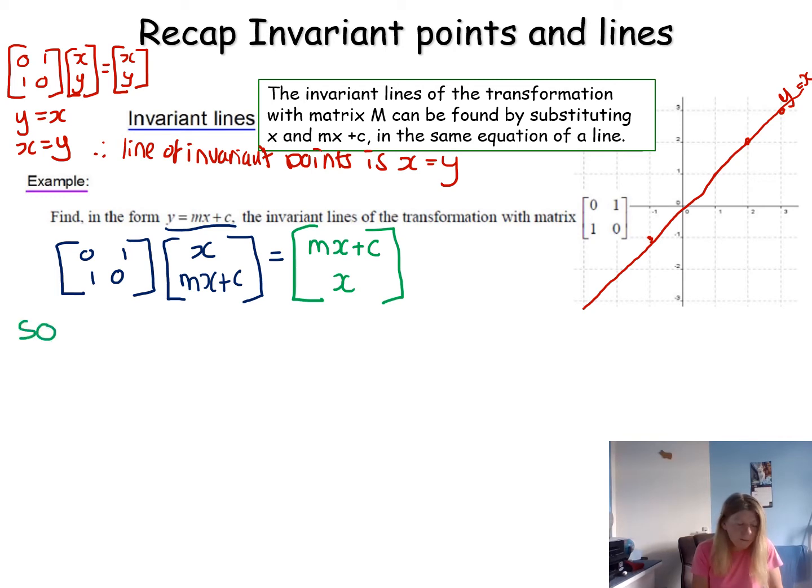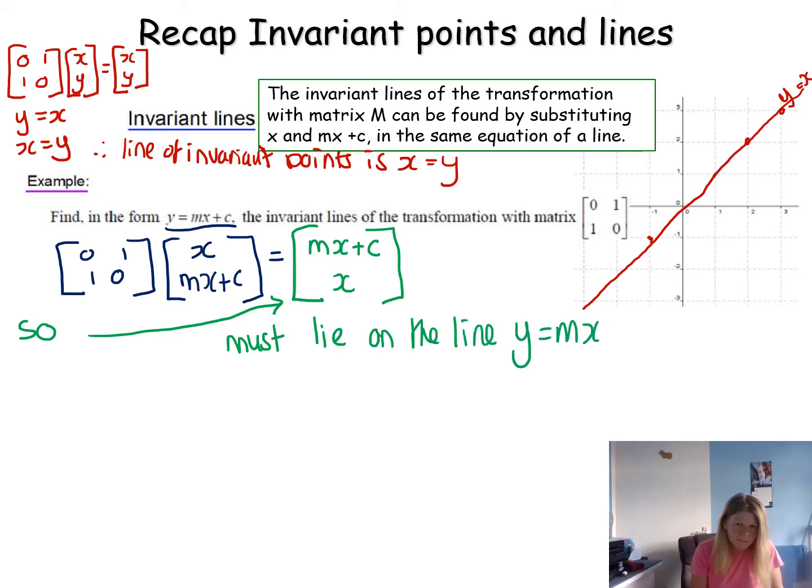So the answer, I'll put an arrow. That thing must lie on the line y equals mx plus c. It doesn't have to be the same point, but it can lie on that line y equals mx plus c. So because of that, I'm going to substitute into the equation y equals mx plus c.